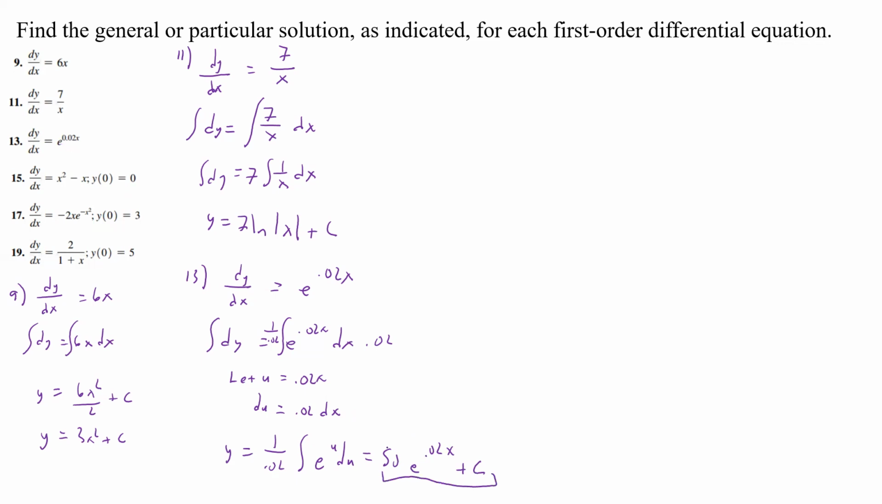Now you could have left it 1 over 0.02, but then you have a decimal in the denominator, and it's like putting a fraction in a denominator. We usually don't like that, so here we're going to convert it to the whole number, and that's what we have. All right, so 13, so 15.